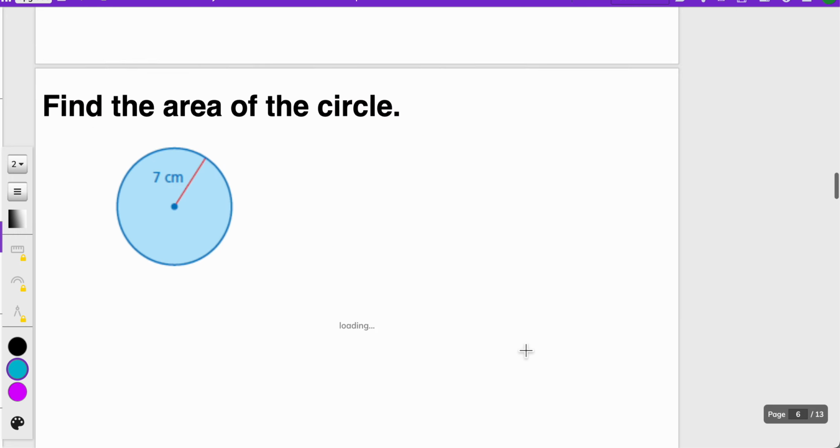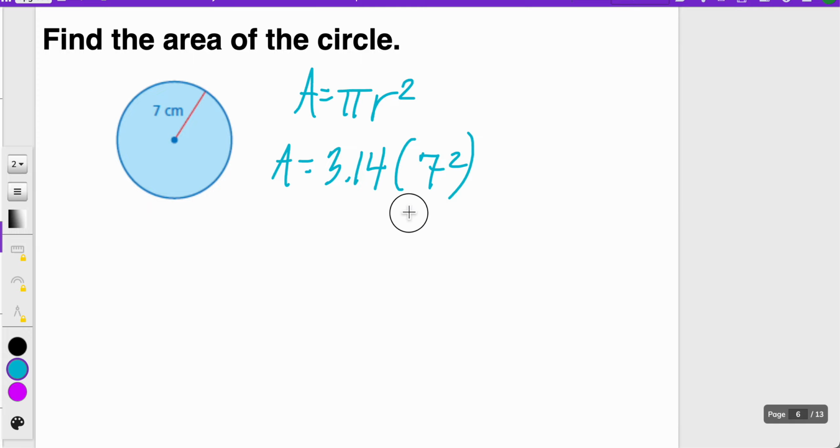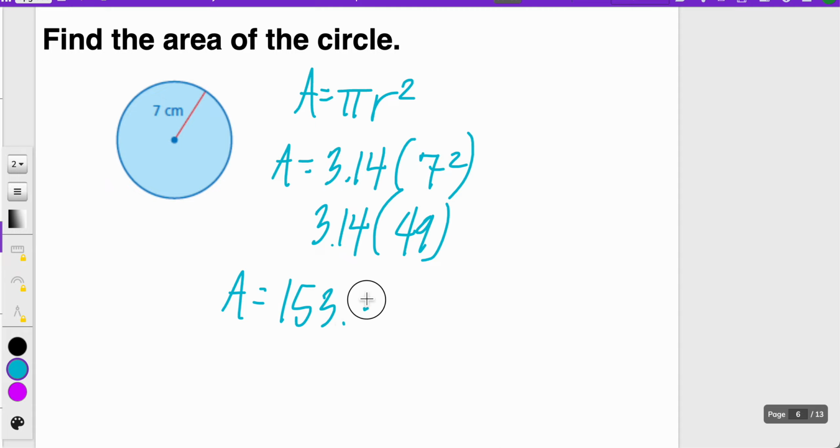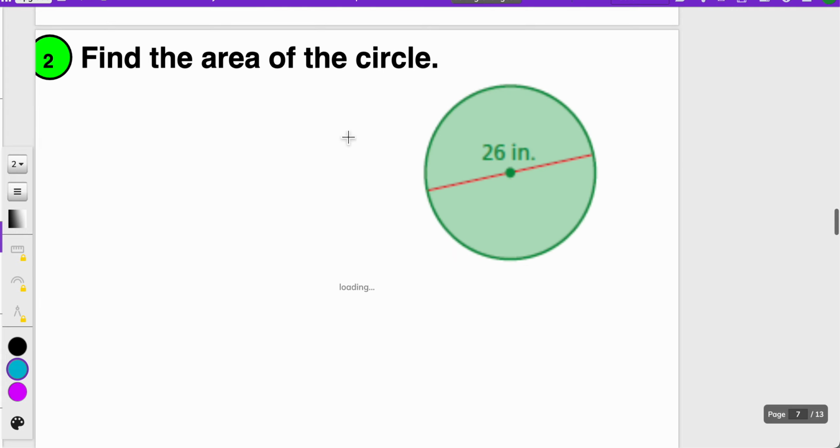Okay? So here's an example you can watch me do. I'm going to take the area formula, pi times radius squared, and I'm going to plug in the numbers I'm given. Pi in this case, we're going to use 3.14, and my radius is 7. 7 squared is 49, so I'm essentially just taking my calculator and typing in 49 times 3.14. So my area is 153.86 square centimeters.